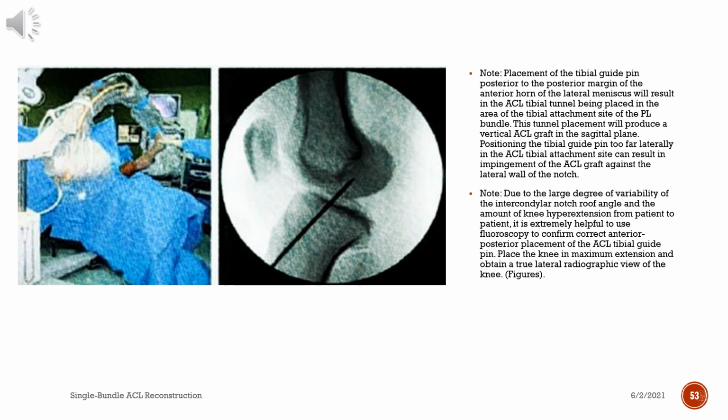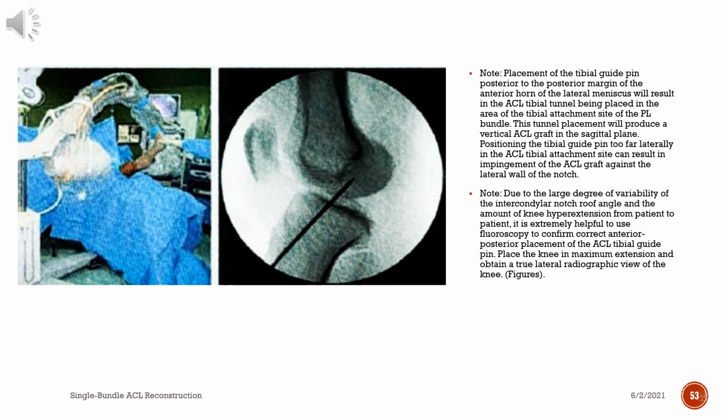This tunnel placement will produce a vertical ACL graft in the sagittal plane. Positioning the tibial guide pin too far laterally in the ACL tibial attachment site can result in impingement of the ACL graft against the lateral wall of the notch.